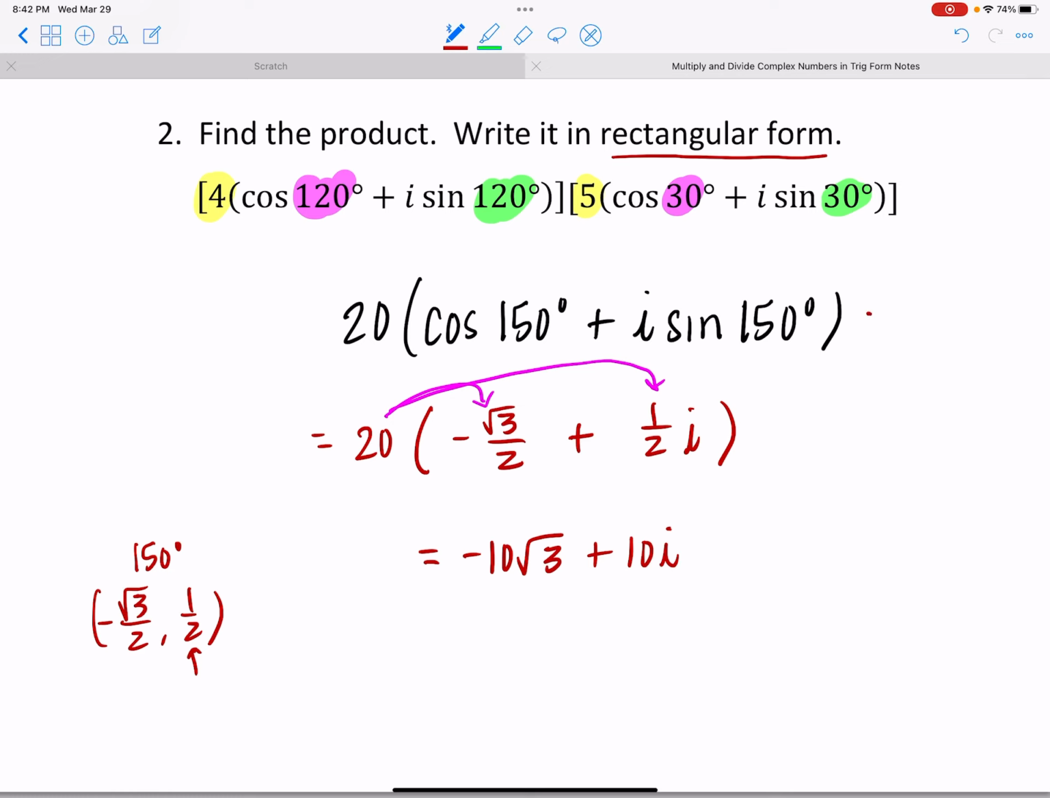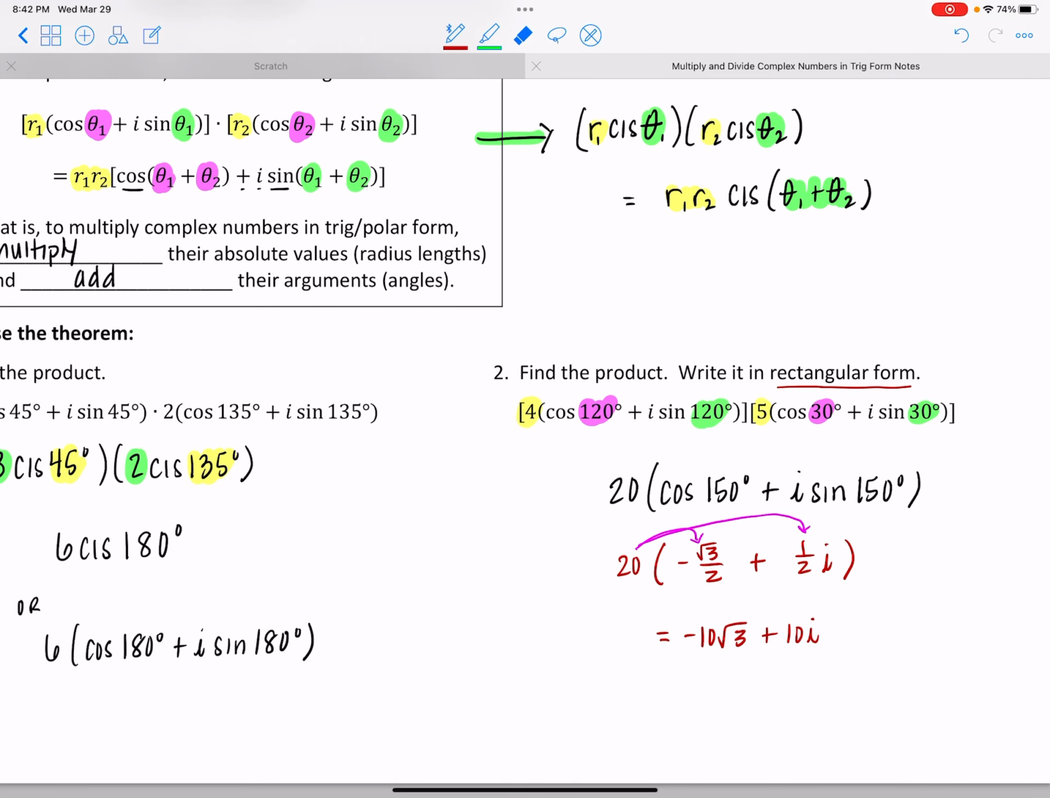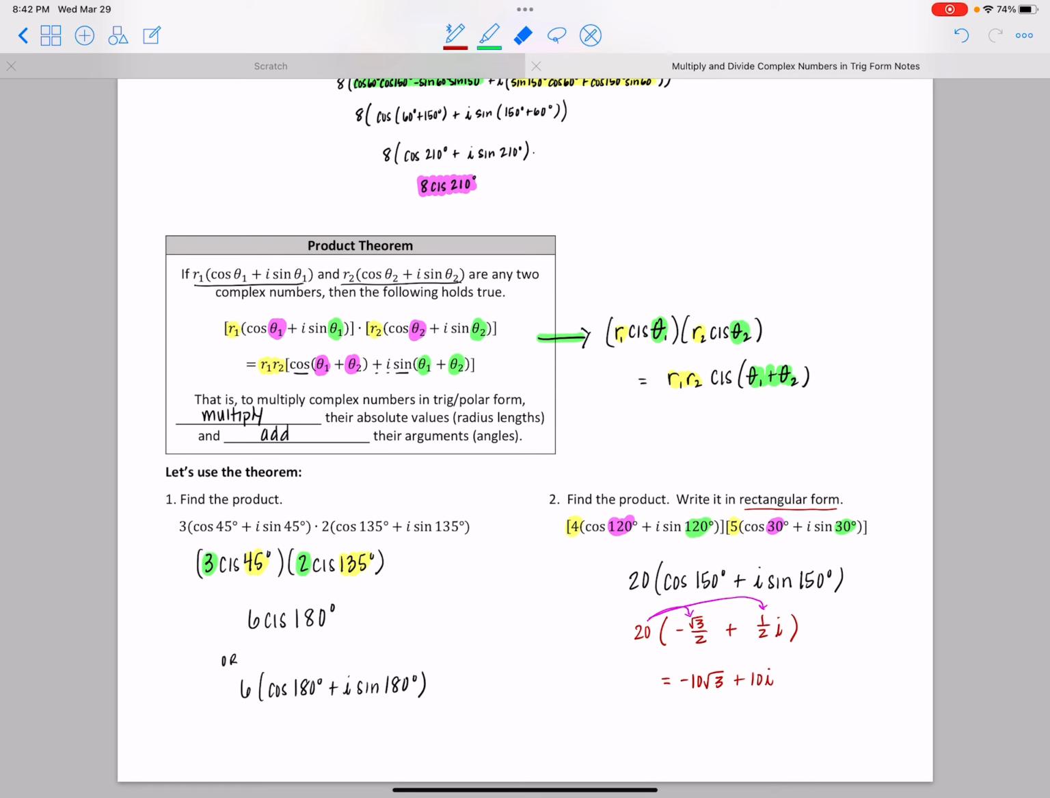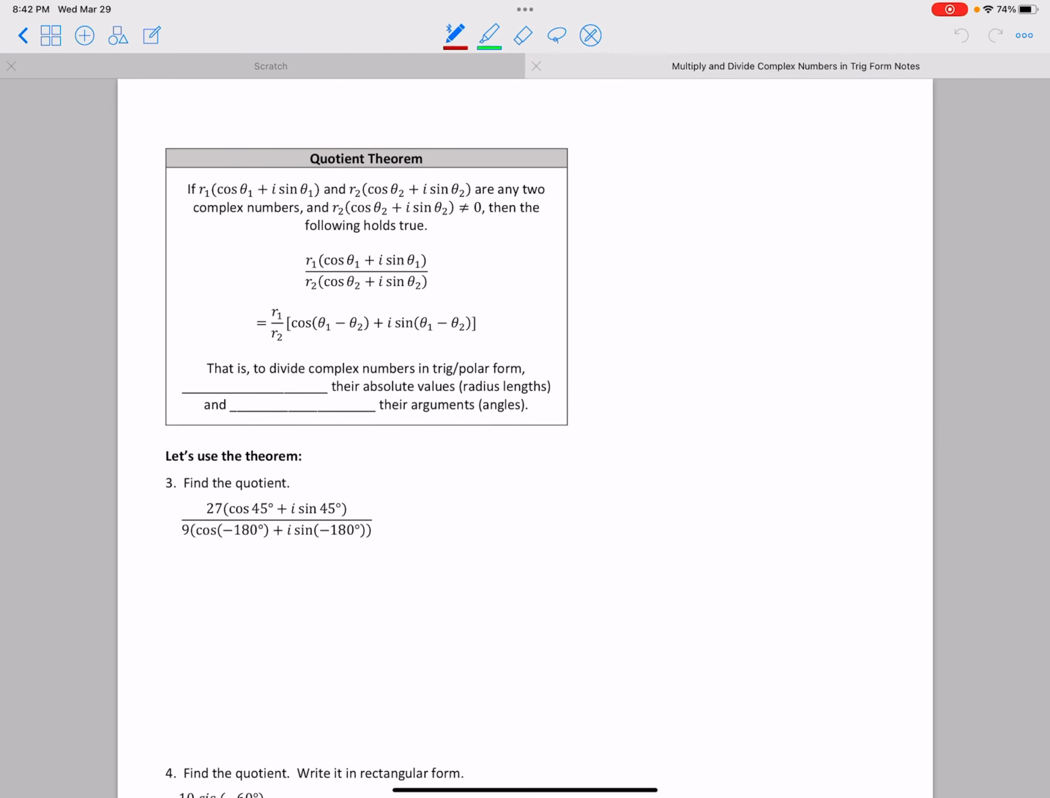So this is the product in polar form. This is the product in rectangular form. Okay, not too terrible. Alright, so that's multiplying. Since we have that product theorem, the multiplying again becomes pretty basic. What we're going to look at next is the division, and I'm going to spare you the same thing basically happens, but instead of ending up with cosines of sums, we end up with cosines of differences.